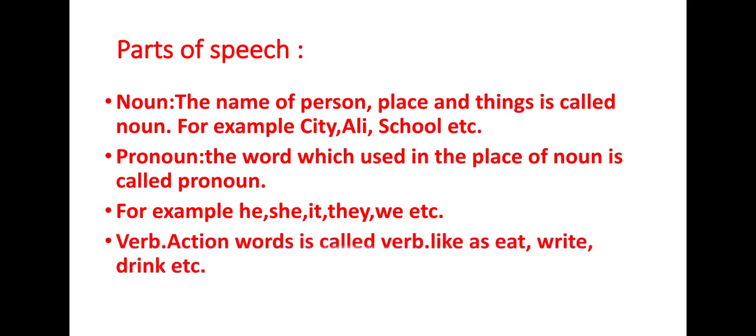Next hai, verb. Action words are called verb. For example, आप walk कर रहे हैं. Walk, talk. ये action words हैं. Like eat, आप खा रहे हैं. Write, लिख रहे हैं. Drink, पी रहे हैं, etc. Next है.